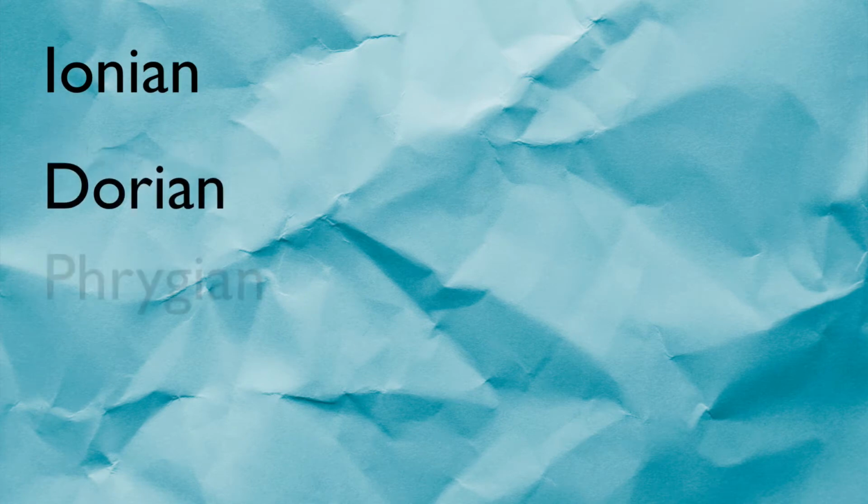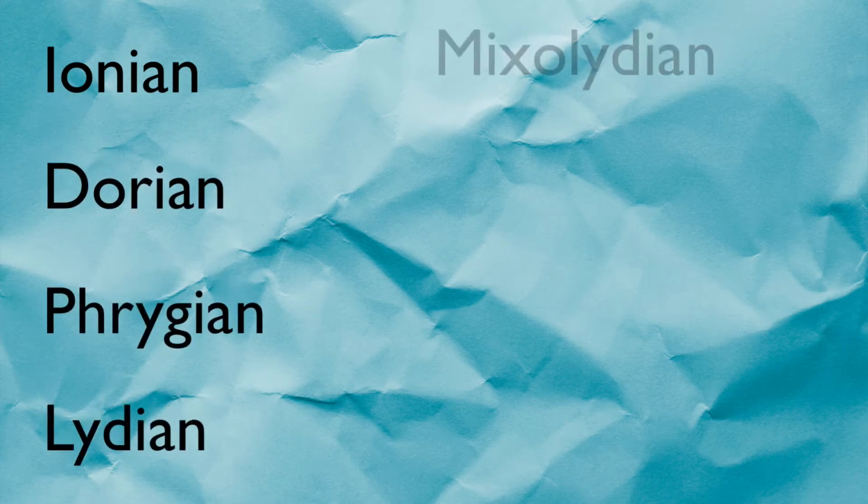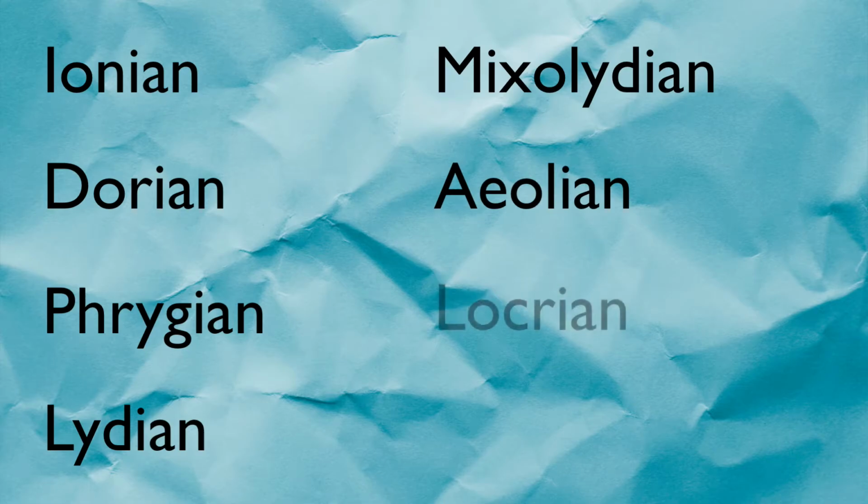Let's start with the natural minor scale. The natural minor scale is also known as the Aeolian mode, which is slightly confusing, but most people just call it the natural minor scale. There are 7 major scale modes: the Ionian, Dorian, Phrygian, Lydian, Mixolydian, Aeolian and Locrian. And that probably sounds like a completely different language if you've never heard of modes before. The Aeolian mode, or the natural minor, is the 6th major scale mode.